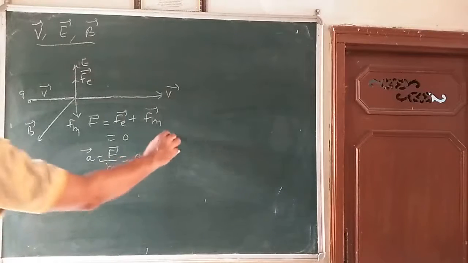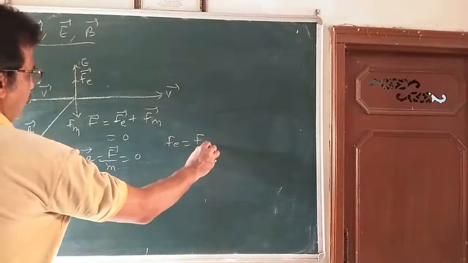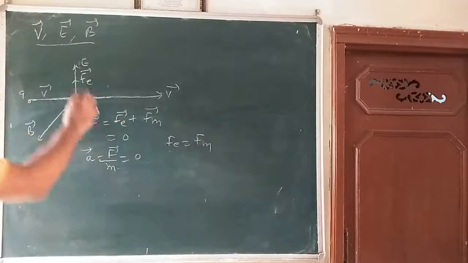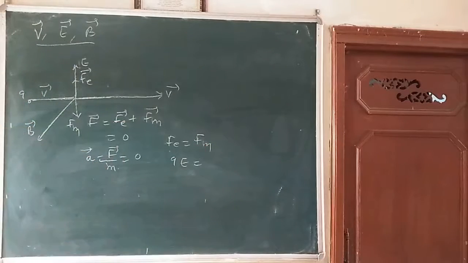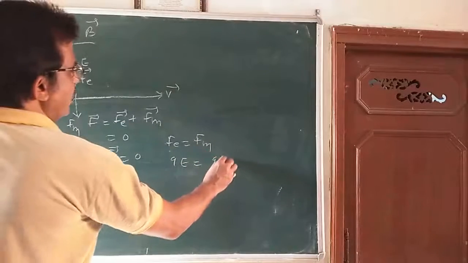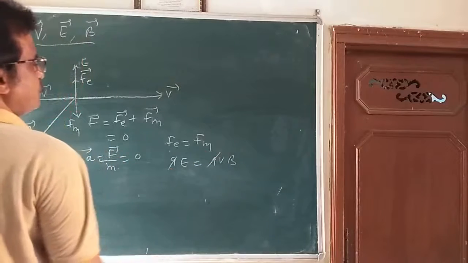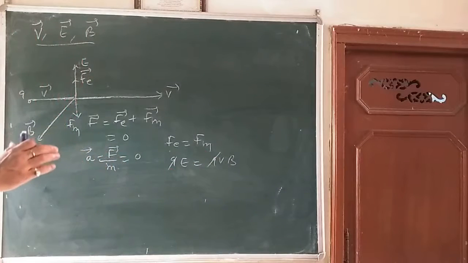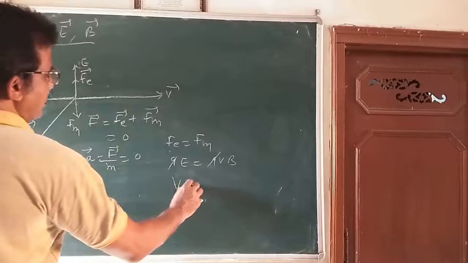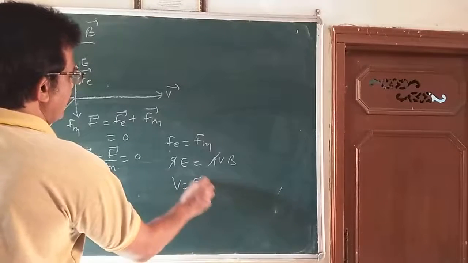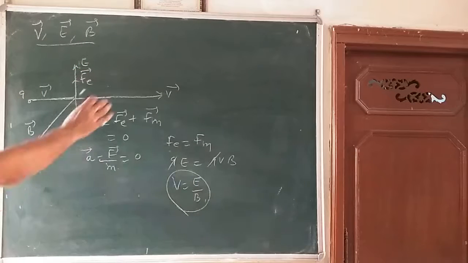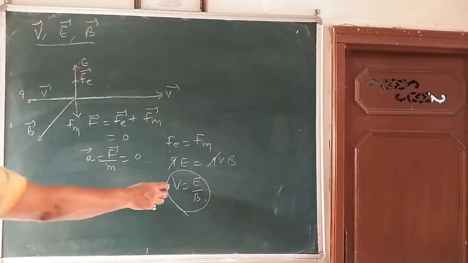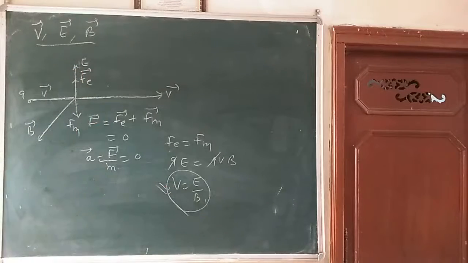Or I can say Fe is equal to Fm. Here Fe is equal to qE, and that is equal to F_M, which is q into v into B. q cancels with q. So easily you can find out the velocity here is E by B. This is the result. So when the electric field, magnetic field and motion of a charged particle are perpendicular to each other, this is the formula for velocity. It can be used from a numerical point of view.